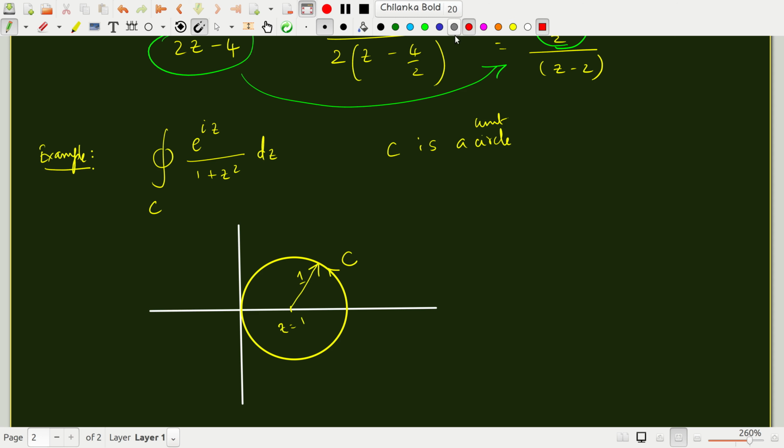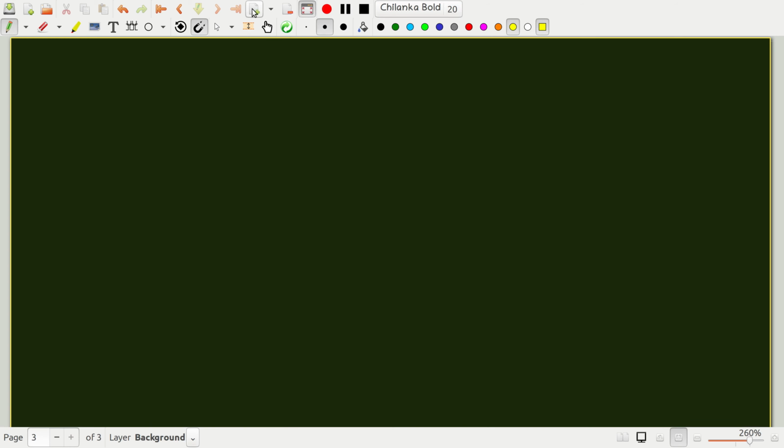Now, the only thing you have to know is the residue theorem. The poles of this function are i and minus i. So within this unit circle there are no poles. The function is analytic. Therefore, for this contour the integral of e to the i z over 1 plus z squared is 0. You don't have to do anything, you can identify the answer almost by inspection.